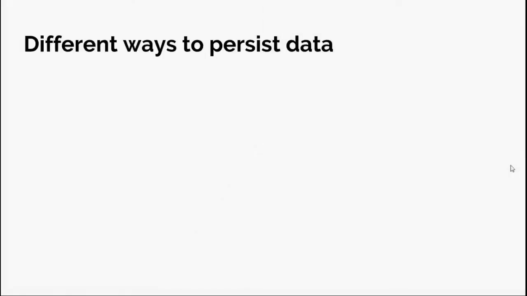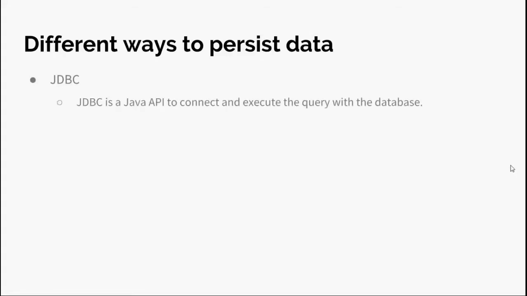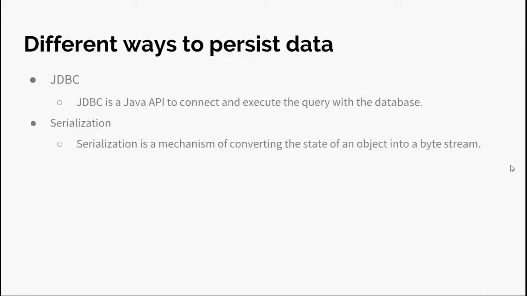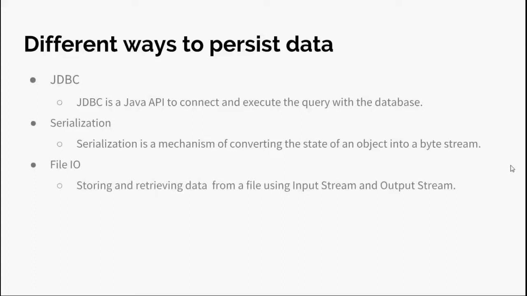Now there are many ways to persist data in Java. Let's briefly discuss each one. First one is JDBC. JDBC stands for Java Database Connectivity. JDBC is a Java API to connect and execute queries to the database. Second one is serialization. Serialization is a mechanism of converting the state of an object into a byte stream. Then we can store this byte stream in the database and later on we can retrieve it. Third one is file IO, storing and retrieving data from a file using input stream and output stream.